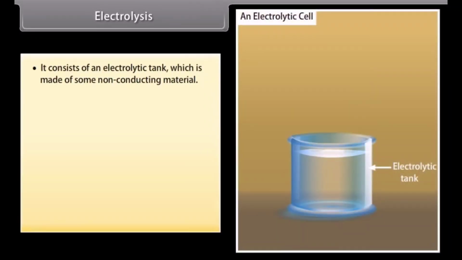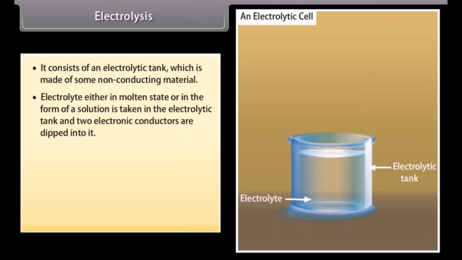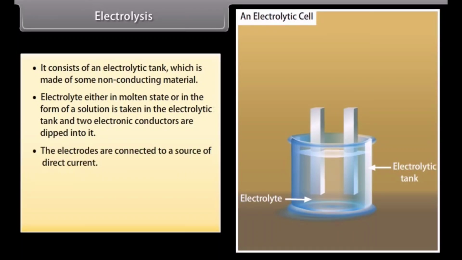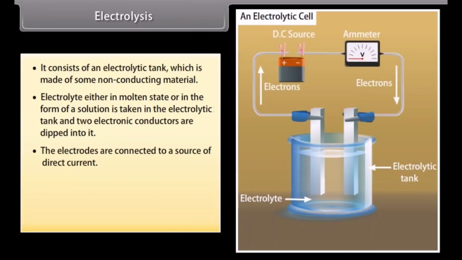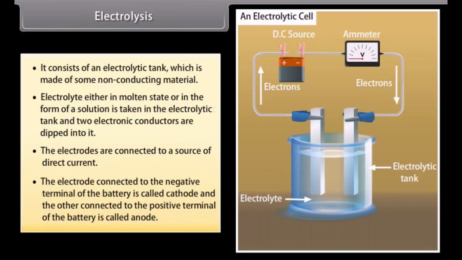It consists of an electrolytic tank which is made of some non-conducting material. Electrolyte, either in molten state or in the form of a solution, is taken in the electrolytic tank and two electronic conductors are dipped into it. The electrodes are connected to a source of direct current. The electrode connected to the negative terminal of the battery is called the cathode, and the other connected to the positive terminal of the battery is called the anode.